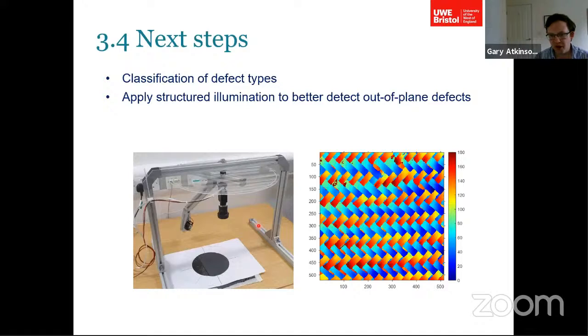We're also applying a combination of techniques involving structured lighting. This is a temporary rig that I've built to try and extract out-of-plane defects, because one of the limitations of polarization is that most of the work so far only treats the surface as a plane. But this method that I'm working on at the moment is to look for out-of-plane defects.